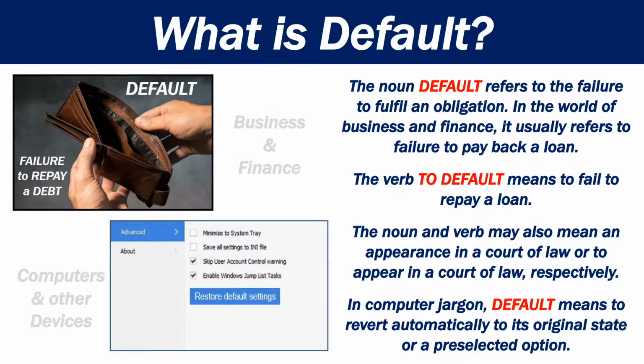Default refers to the failure to fulfill an obligation. In the world of business and finance, it usually refers to failure to pay back a loan. The verb to default means to fail to repay a loan. The noun and verb may also mean an appearance in a court of law, or to appear in a court of law, respectively. In computer jargon, default means to revert automatically to its original state or a pre-selected option.